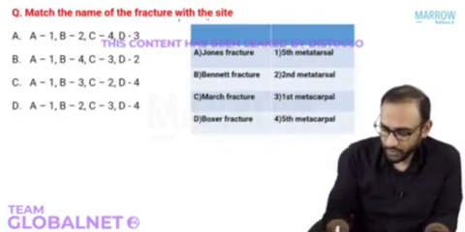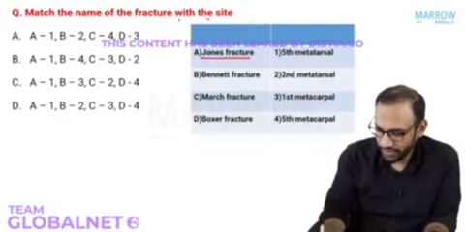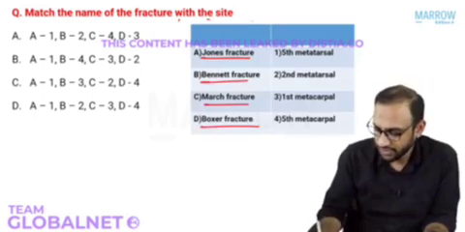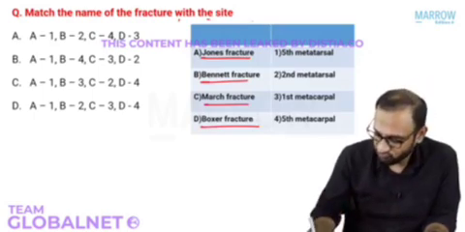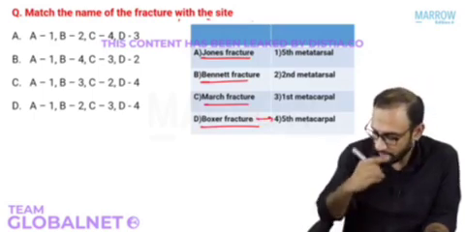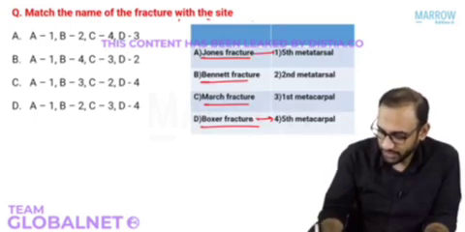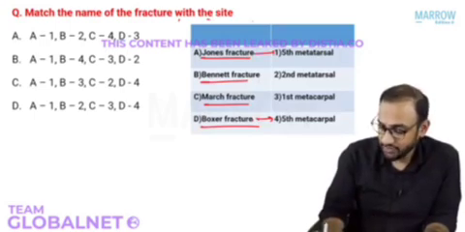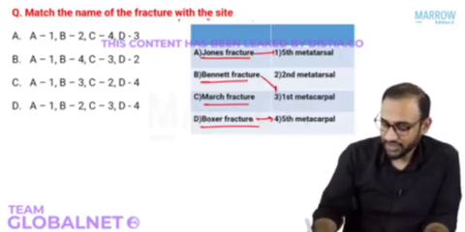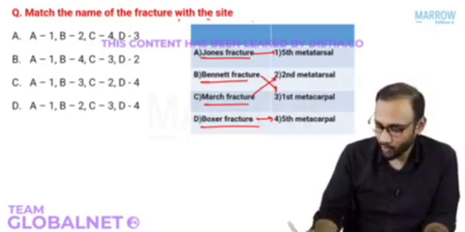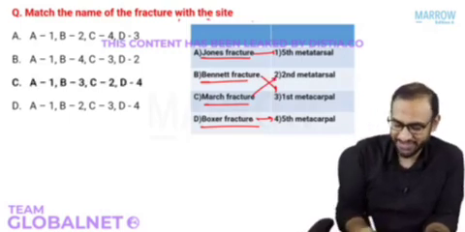Match the name of the fracture with the site. So Jones fracture, Bennett fracture, March fracture, Boxer's fracture. Boxer's fracture is 5th metacarpal. Jones fracture is 5th metatarsal. Bennett's fracture is base of the 1st metacarpal. And March fracture is 2nd metatarsal, neck more than shaft. So the best answer is C.